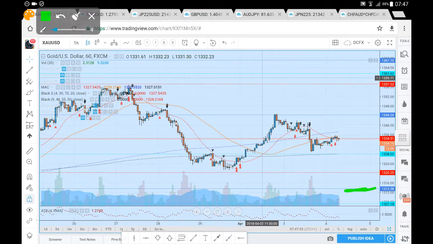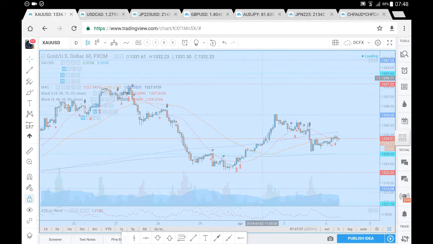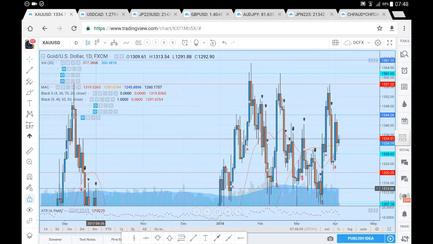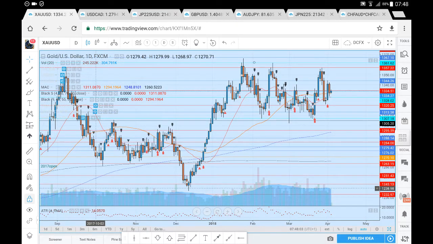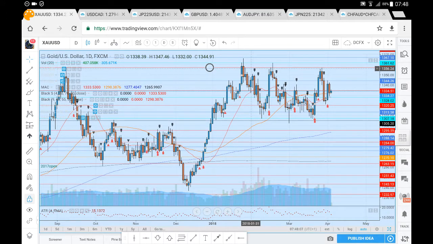With that said, let's just have a brief look at the daily chart before wrapping up here on the XAUUSD. So if we have a look at the daily chart on the XAUUSD, we can see here that we are in a bit of a trading range on the XAU. So we've had this move upwards.